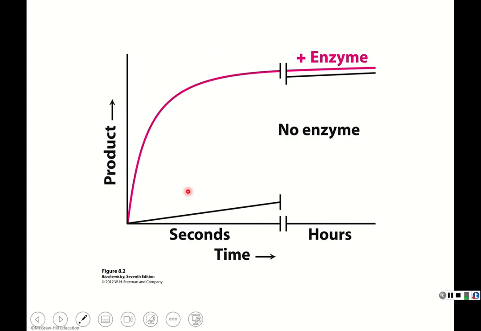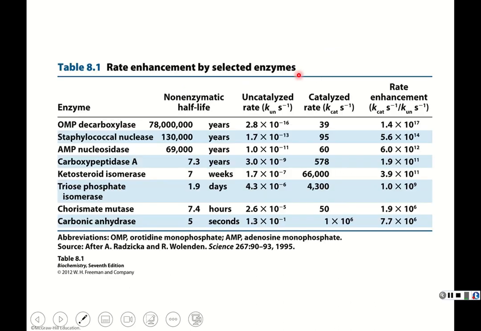Right, so if we plotted an amount of product produced over time, if we don't have an enzyme, you just kind of go up linearly. With an enzyme, you can produce a lot of product very quickly. It speeds up that reaction. And here are some rate constants for certain reactions that occur in cells. The uncatalyzed rate is shown here, and the catalyzed rate constants are shown here. And then the non-enzymatic half-life is also shown.